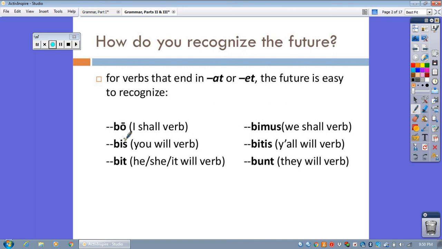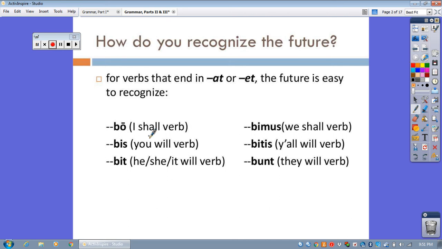So it's bo, bis, bit, bimus, bitis, bunt. And you might compare this to the imperfect tense. Instead of seeing the I's here, you see A's in the imperfect, like bam, bas, bat. Something else to note is that these are the present tense endings, o, s, t, mus, tis, nt, but we just have a bi in four different spots and a bu down there. Okay, so bo, bis, bit, bimus, bitis, bunt.